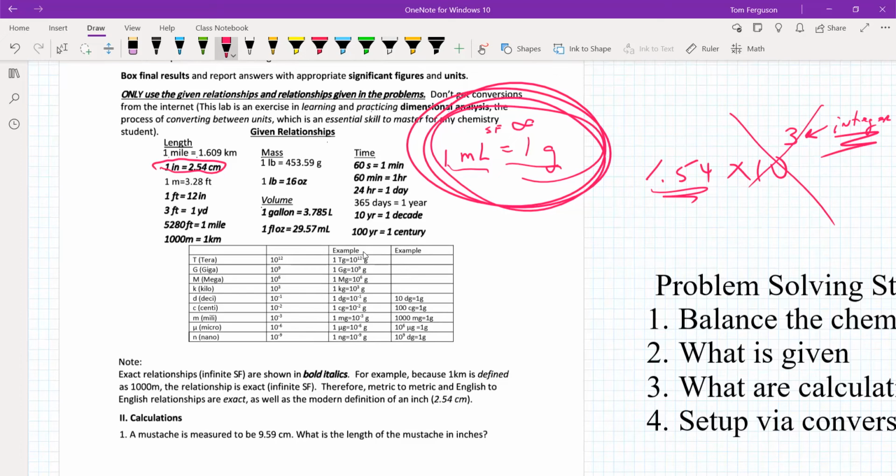It's a good question. His question was, we always round to 2 sig figs, right? All right, it's going to be 2 decimal places. Yes, in our class, yes.